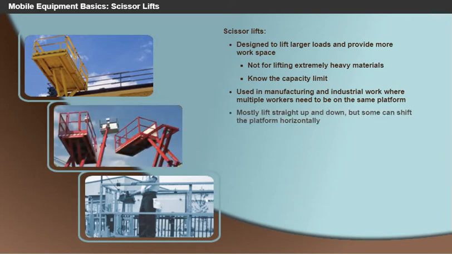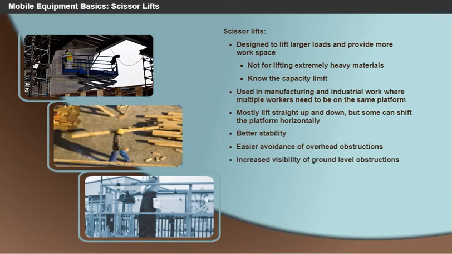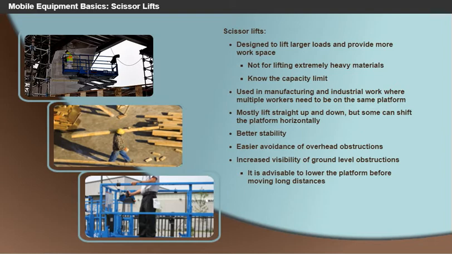Most scissor lifts only lift straight up and down, though some allow you to shift the platform horizontally a short distance, and many allow you to drive the machine with the platform raised. However, for better stability, easier avoidance of overhead obstructions, and increased visibility of ground-level obstructions, it's generally advisable to lower the platform before moving long distances.